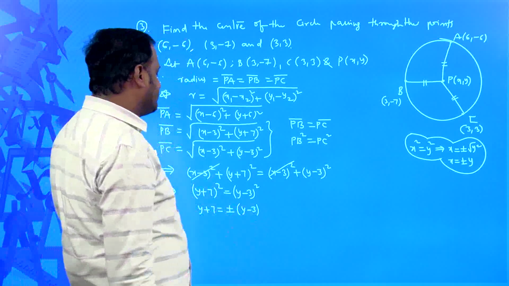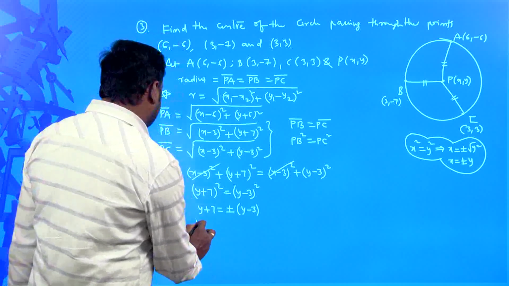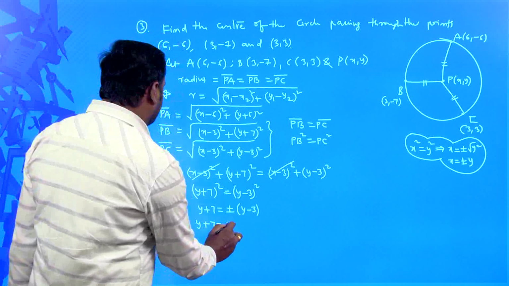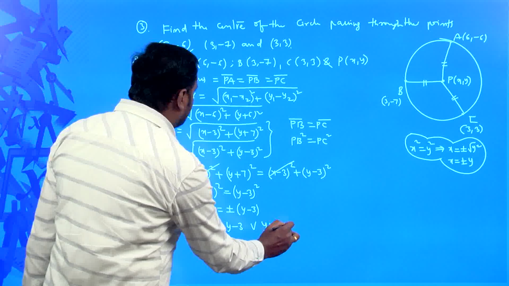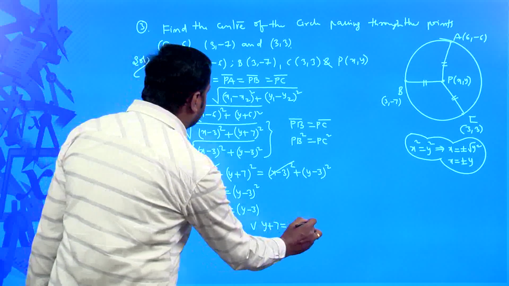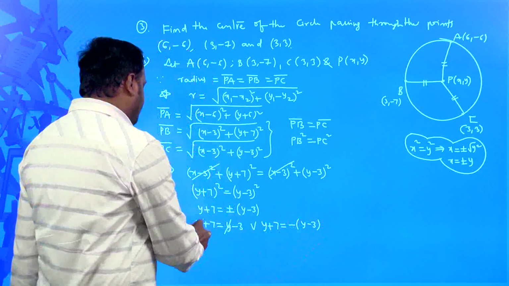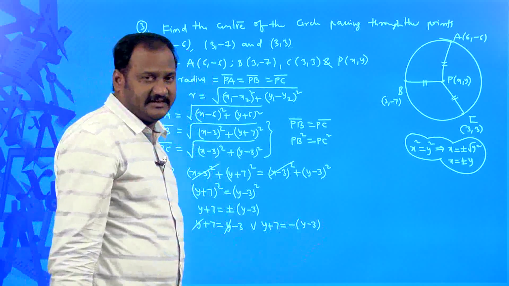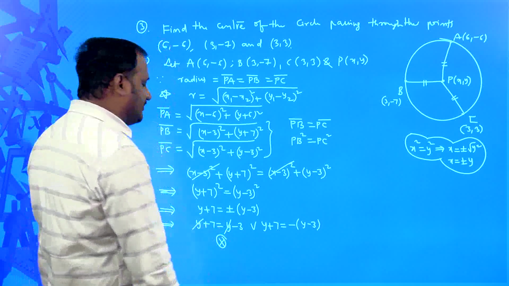So y plus 7 is equal to plus or minus (y minus 3). You should use plus first and then use minus. y plus 7 is equal to y minus 3, or y plus 7 is equal to negative of (y minus 3), correct. See, suppose if you equate both of them, then y gets cancelled, it means 7 is equal to minus 3. That is absolutely wrong information. So in this case you cannot get the value of y.